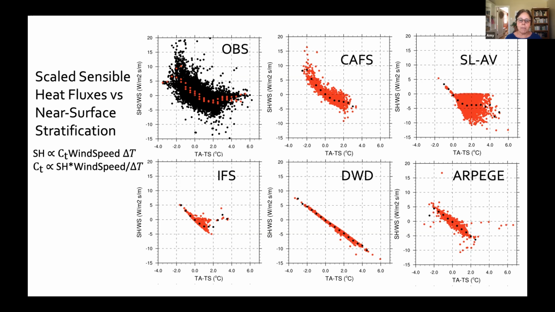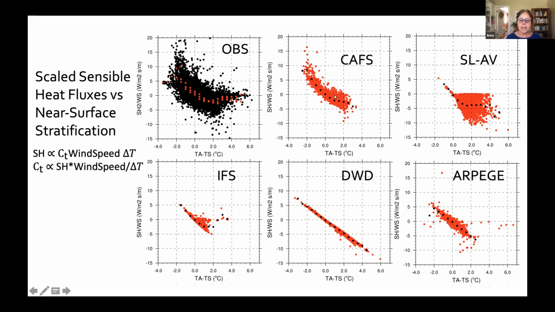And so I just want to show one result here. So if you look at the CAPS model, the upper row in the middle, I showed that was the only model that could simulate the bimodal distribution in the previous slide. And you can see here the black dots, these are again the half-degree binned values from the CAPS model. And it does a really nice job of simulating this relationship for the cloudy skies, that's the negative stratification, and the positive sensible heat fluxes, down to about a 2-degree stratification. It is simulating the observed relationship really well.